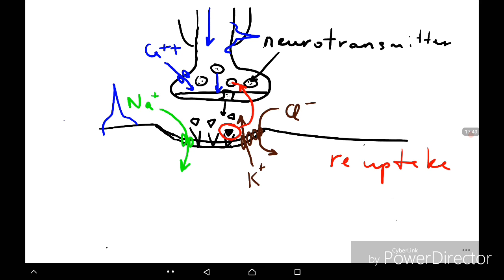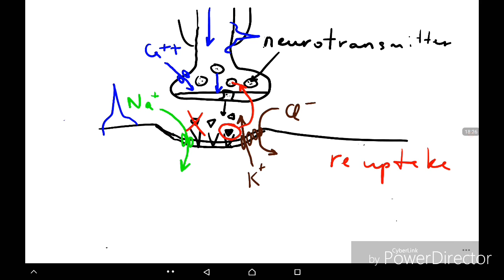For example, reuptake of serotonin, the neurotransmitter that is related to the mood of the human or in animals. Reuptake of serotonin is blocked by the drugs that may serve as antidepressants that are used for patients with depression, because serotonin concentration in that case in the synaptic cleft increases. So the first way of inactivation is reuptake.